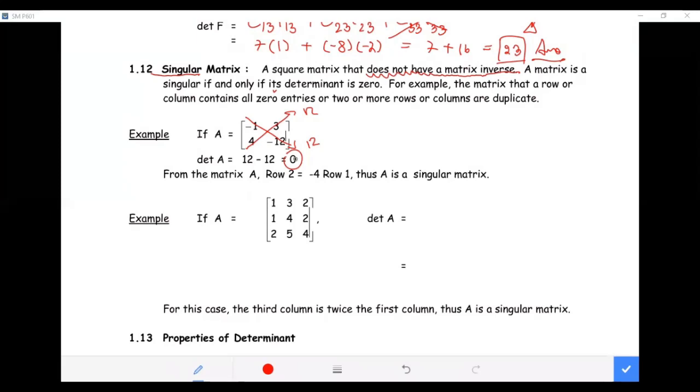Okay, let's see this one. Determine whether A is a singular matrix or not. You have to find the determinant of A. So up to you now. You can use the cofactor method, or you can use the shortcut if you want. I'm going to pause.